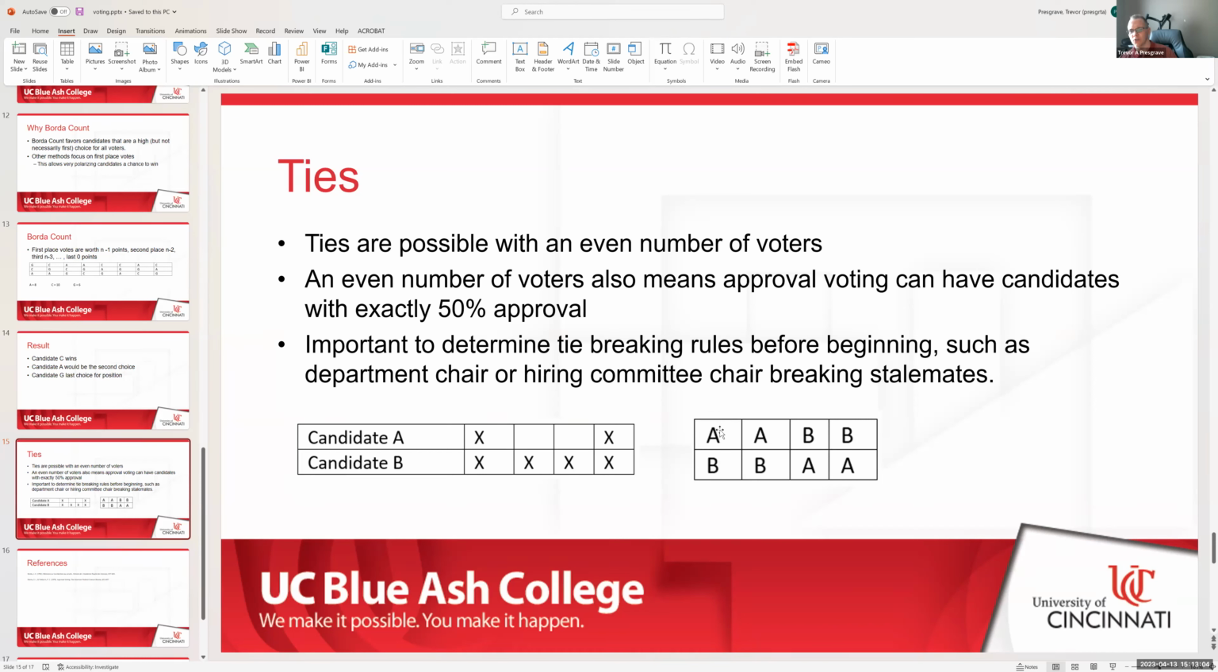Or when you're doing ranked choice voting with an even number of people, if 2 people prefer A to B and the other 2 prefer B to A, you again run into a tie. Now, if you had an odd number of voters, these situations can be avoided. But if you're going into this with an even number of voters, it's important to recognize that ties can happen, and it's best to establish what to do beforehand.